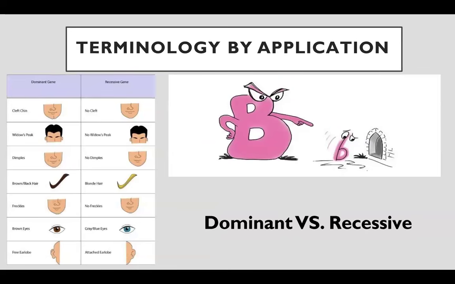So dominant alleles are your alleles that are expressed in an organism preferentially. Your recessive allele is the allele that is either not expressed or weakly expressed. And if you have both the dominant allele and the recessive allele, your dominant allele will be the one that's preferentially expressed in the organism.